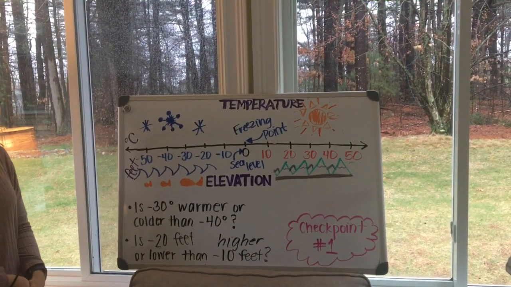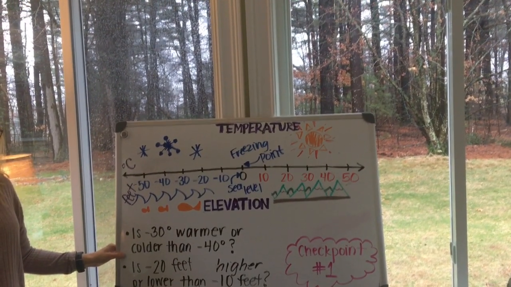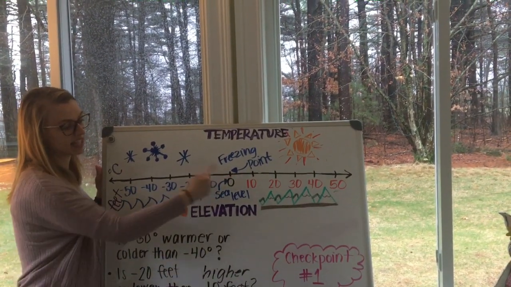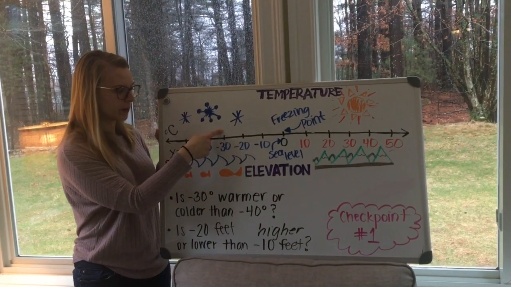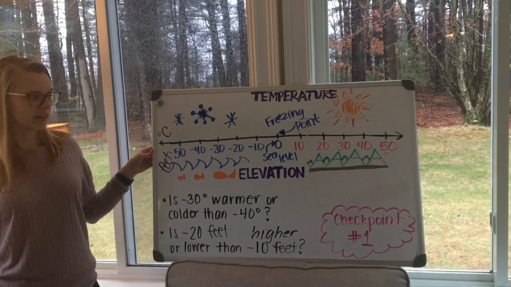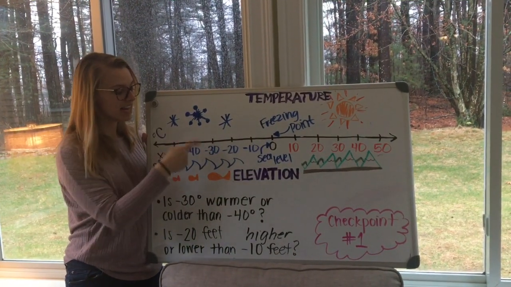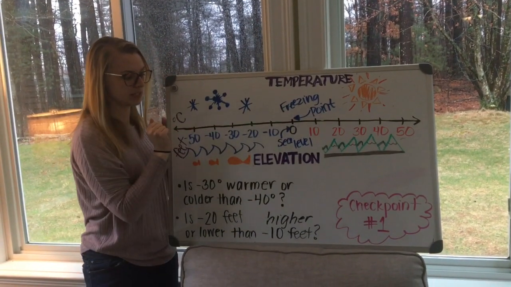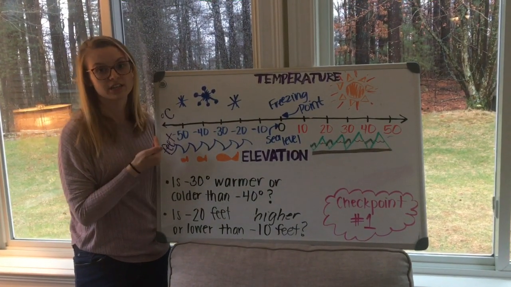So now we have some questions. Is -30 degrees warmer or colder than -40 degrees? So we're going to look at our number line. We're talking about negative numbers, so we're on the left side of the number line in the blue numbers. -30, is that going to be warmer or colder than -40 degrees? I want you to think for a second. What do you think? Okay, so -30 is warmer than -40 degrees because it's closer to 0, it's closer to our warmer numbers. -40 is further away, which means that it's going to be colder.